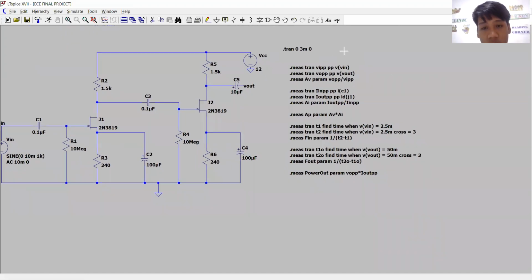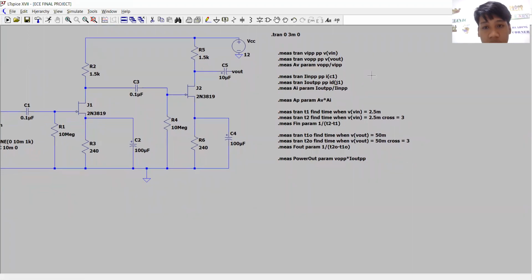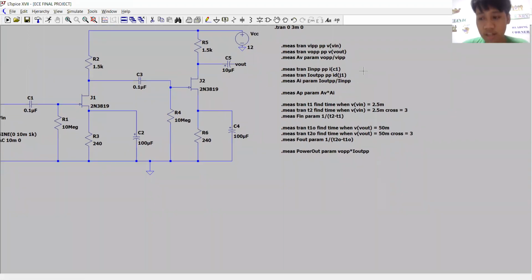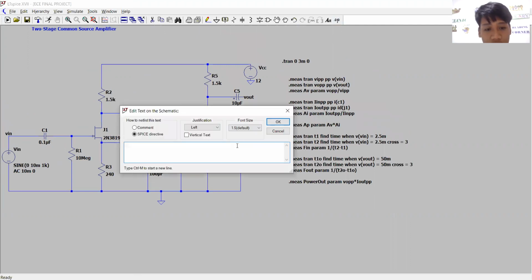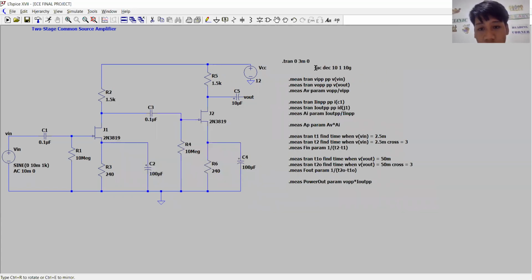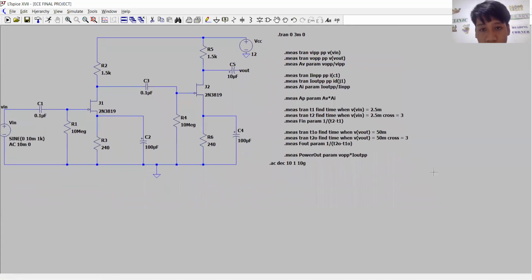Next is the, what do you call this? AC analysis. For the AC analysis, we have to type a command. And that command will be that AC deck 10G. Then this goes here for the next part of the project.